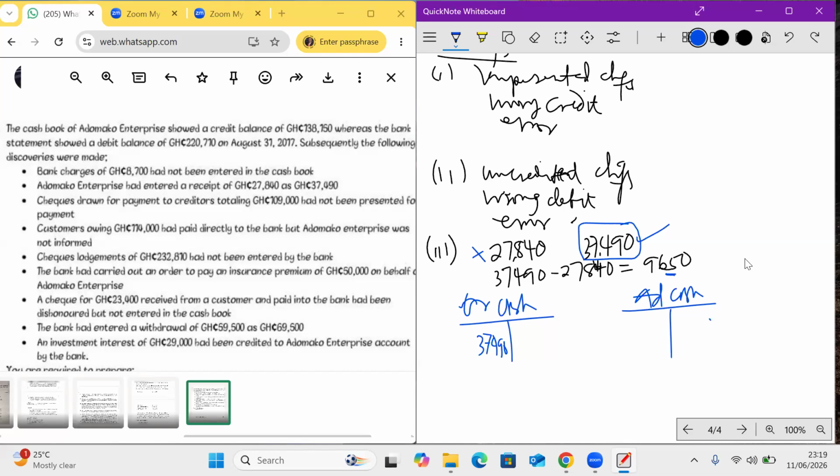So when I put the 9,650 here, 37,490 minus 9,650, what does it give me? It will give me the 27,840, which should be the original figure. Do you get it? If you go and put this 9,650 on the debit side, you are going to add both. When you add it, it will be even more than the 37,490. Are we good?